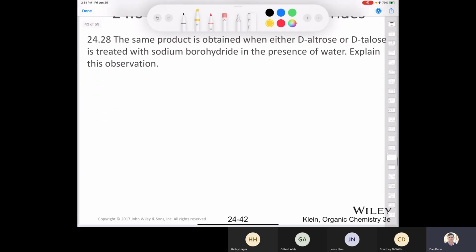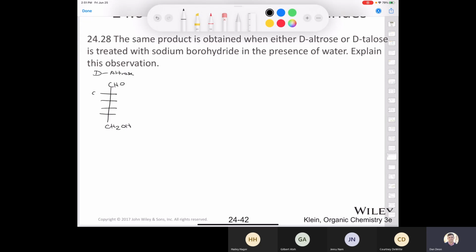It says here the same product is obtained when D-altrose or D-talose is treated with sodium borohydride in the presence of water. Explain this observation. Let's start by drawing D-altrose. And again, you would need the family. I'm not going to take up too much space here. But this is the structure of D-altrose. So 1, 2, 3, 4. It's this. No. Slow down. I feel like the faster I try to draw structures, the more I mess them up.